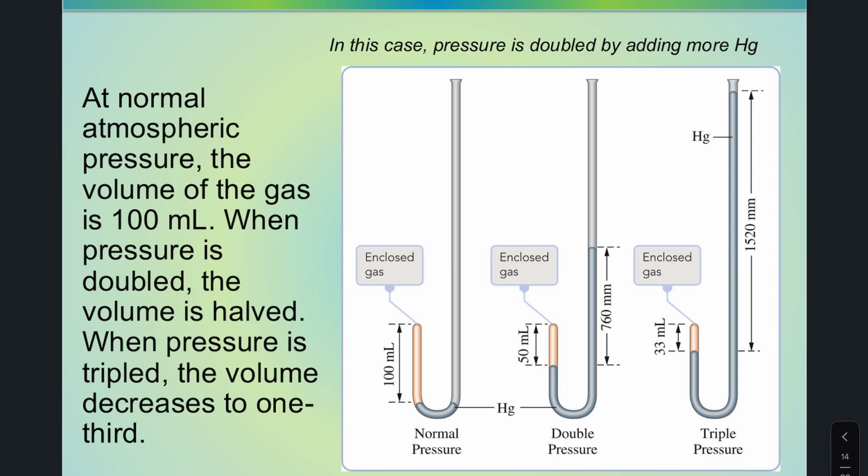Specifically, we're talking about the volume right here, this enclosed gas. If we increase the pressure by doubling it, specifically by adding more mercury, then we will decrease the volume of the gas. So doubled pressure equals halved gas volume. Same thing, if we triple the pressure, the enclosed gas will be a third of the volume that it was before.